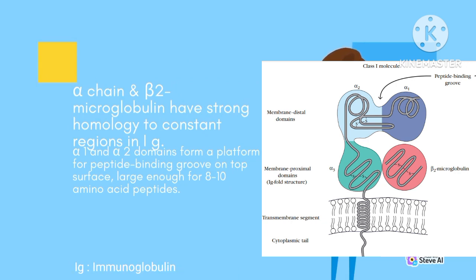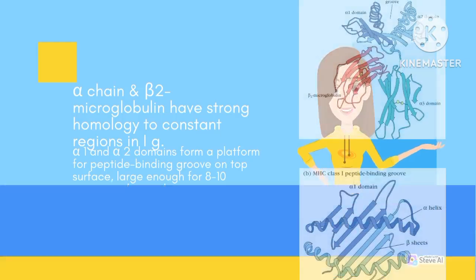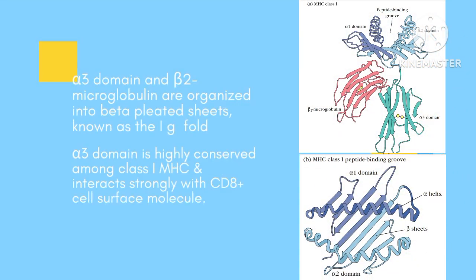Alpha 1 and alpha 2 domains form a platform for peptide binding groove on top surface, large enough for 8 to 10 amino acid peptides. Alpha 3 domain and beta 2 microglobulin are organized into beta pleated sheets, known as the Ig fold. Alpha 3 domain is highly conserved among class I MHC and interacts strongly with CD8+ cell surface molecule.